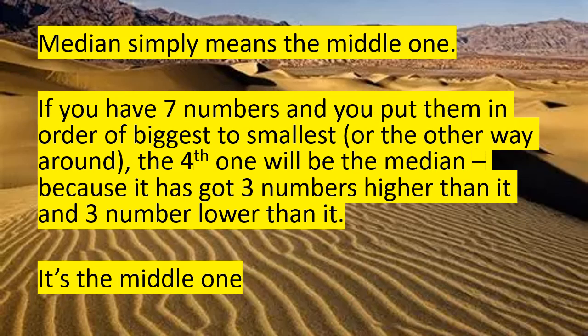Median simply means the middle one. If you have 7 numbers and you put them in order of biggest to smallest, or the other way around, the fourth one will be the median because it's got 3 numbers higher than it and 3 numbers lower than it. It's the middle one.